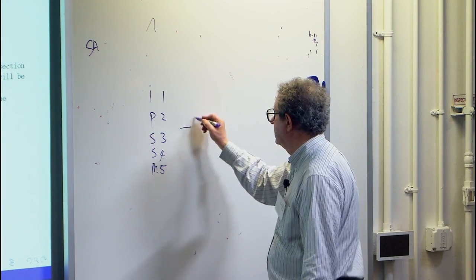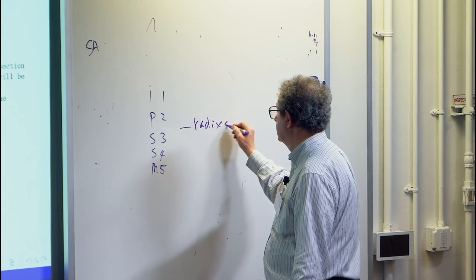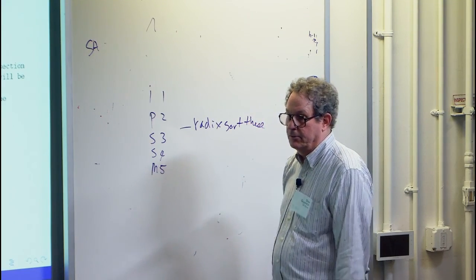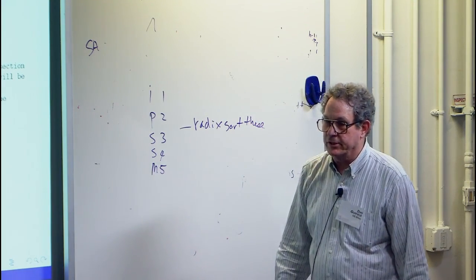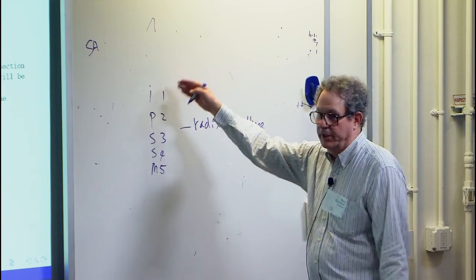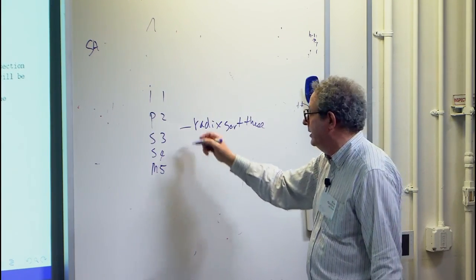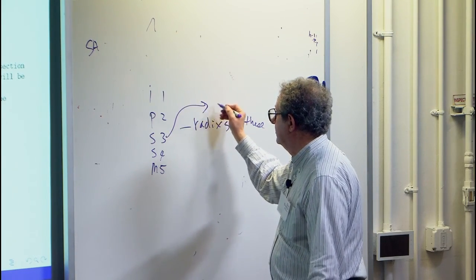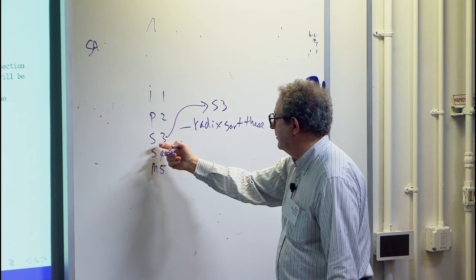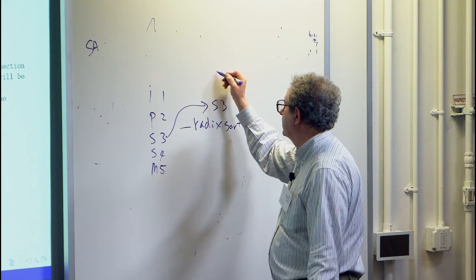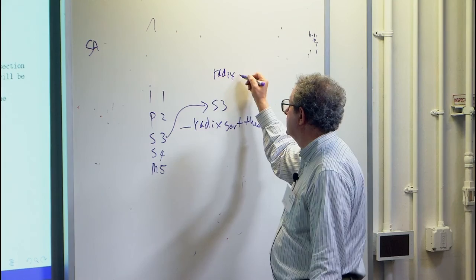Then radix sort. Okay? Radix sort those and pay attention to where everybody went. Okay, so you'll have some new ordering of these, and then put a pointer from where it went from in this list to where it went into the radix sorted list.